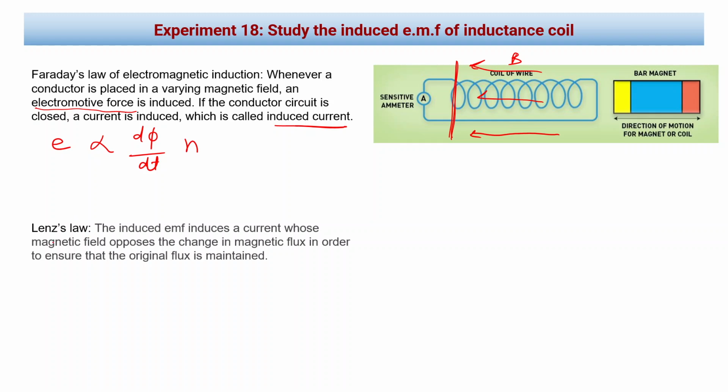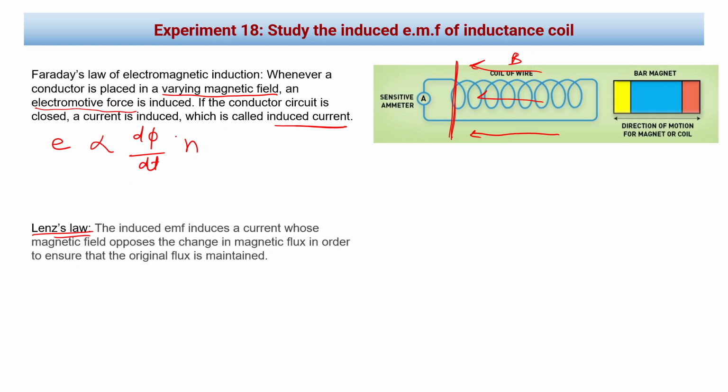Now there is another law related to this, which is Lenz's law. Lenz's law tells us that the induced EMF induces a current whose magnetic field opposes the change in magnetic flux in order to ensure that the original flux is maintained. So Faraday's law first tells us that EMF is induced because of this varying magnetic field. We are seeing induced EMF and thus induced current in a conducting coil. But Lenz's law says that this induced EMF actually opposes the change in magnetic flux, to maintain the original flux.